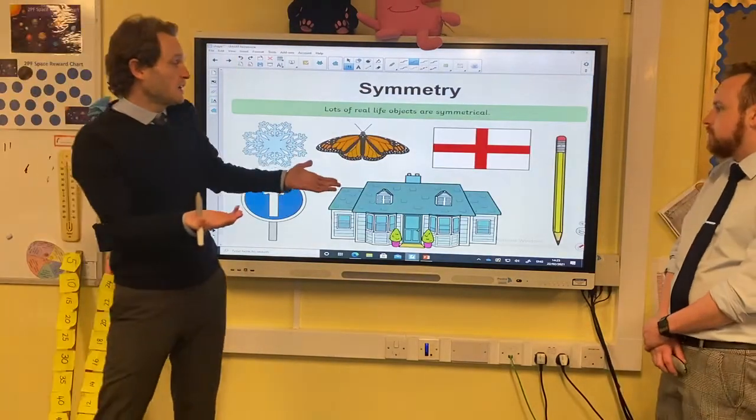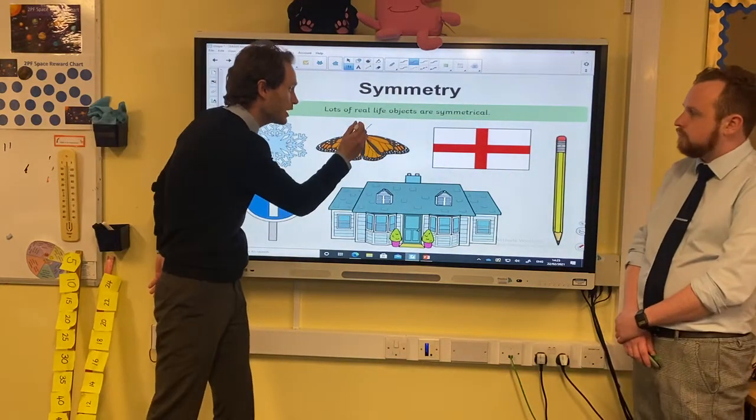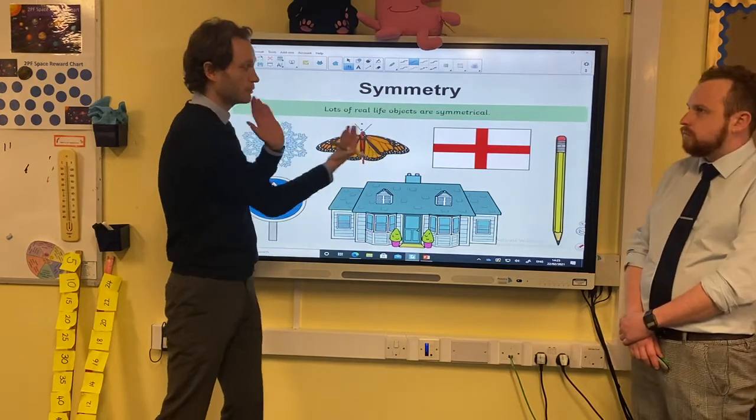Now here are some objects, real life pictures. So the butterfly, we know we've got a line of symmetry going down here. If we folded it and opened it up, it's the same on both sides.